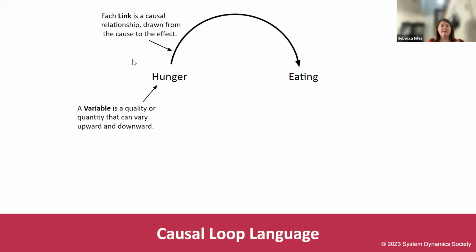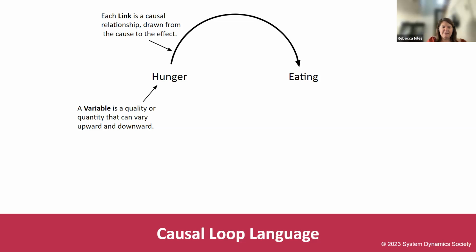Then there are links. So these are links between two variables, and they are actually causal relationships. They're not intended to be correlation. They're intended to imply that we believe that hunger has an effect on eating. Hunger causes a change in eating, and it goes from one variable to the other. So hunger causes eating.